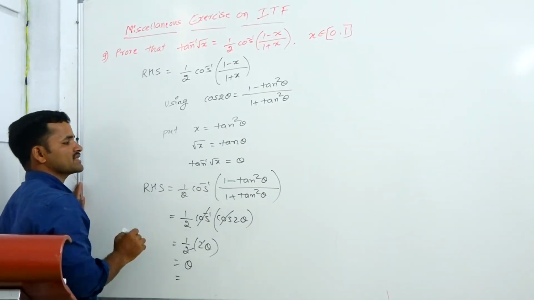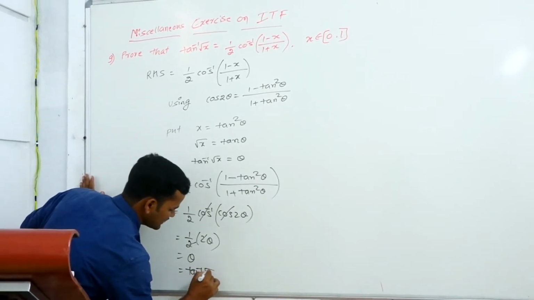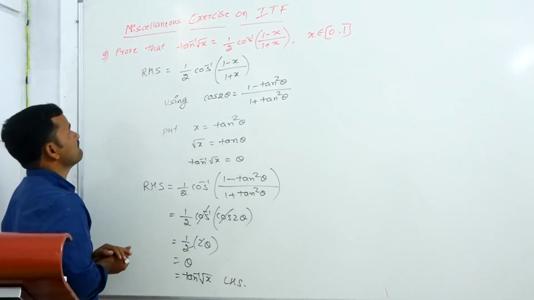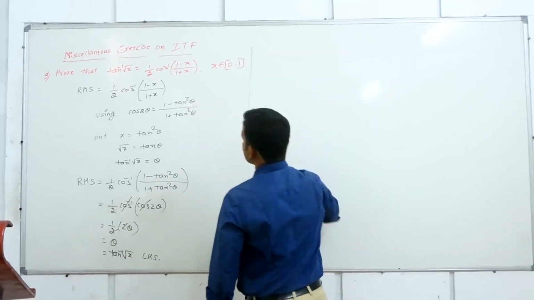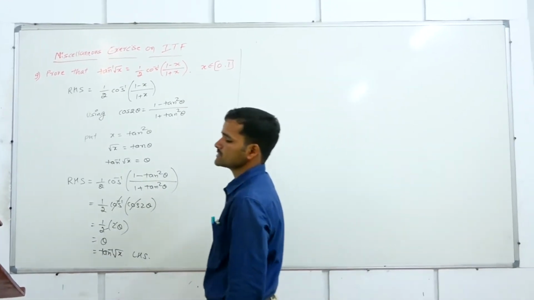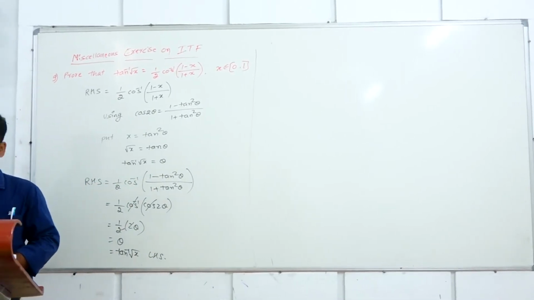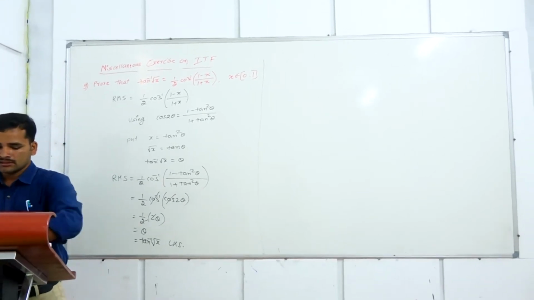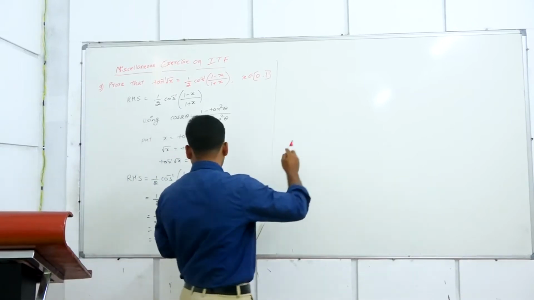This is nothing but theta. Theta in terms of x, it is tan inverse of root x. Tan inverse of root x. This is nothing but the LHS. Hence, we have proved tan inverse of root x is equal to 1 by 2 times cos inverse of (1 minus x) by (1 plus x). This is problem number 9 in the miscellaneous exercise. Now, we will go to the next problem, that is problem number 10.